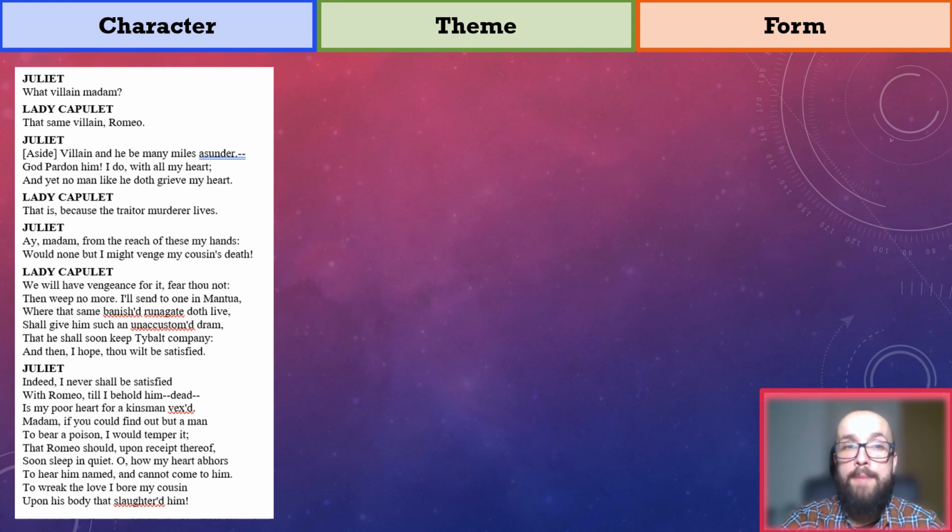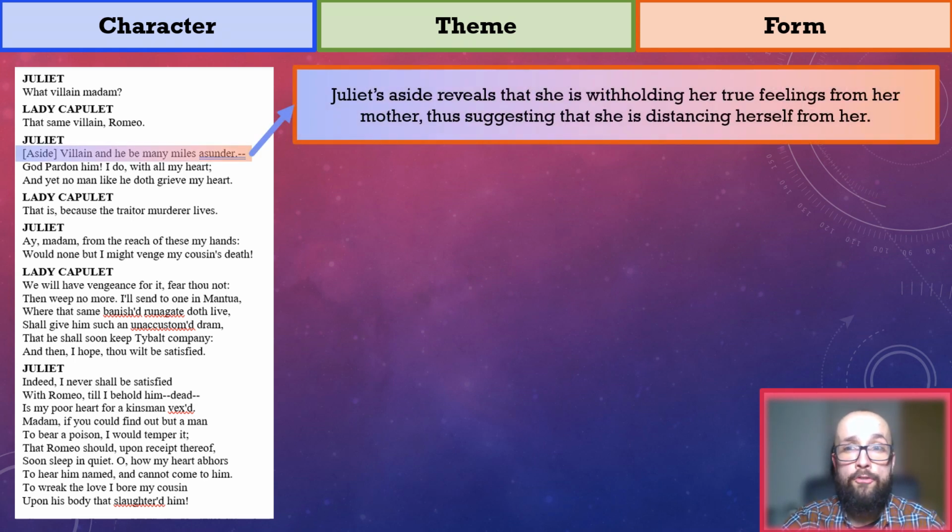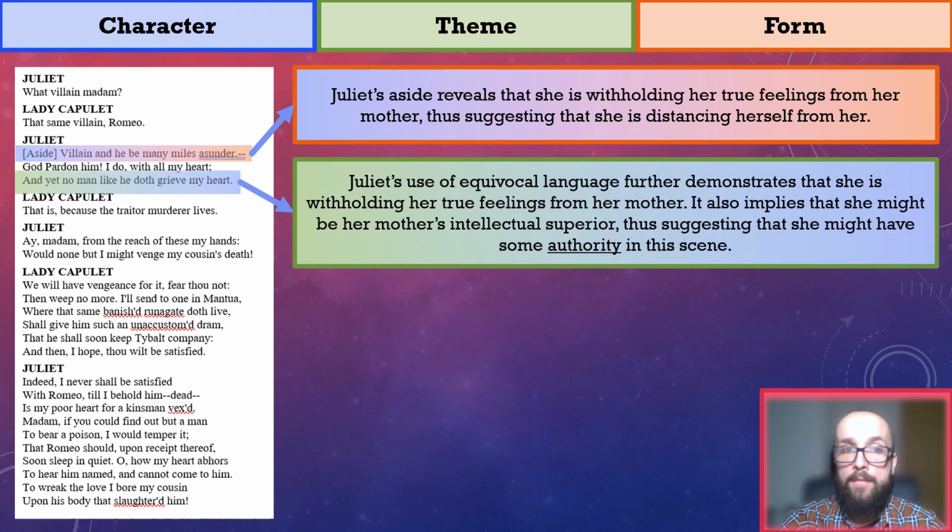The conversation pivots away from Juliet's sadness and instead focuses on Romeo. Now Juliet's aside, in which she expresses that she thinks Romeo is antithetical to villainhood, reveals that she is withholding her true feelings from her mother, thus suggesting that Juliet is distancing herself from her. Now when Juliet actually does speak to her mother, rather than the audience, she uses equivocal or ambiguous language, which further demonstrates that she is withholding her true feelings from her mother.